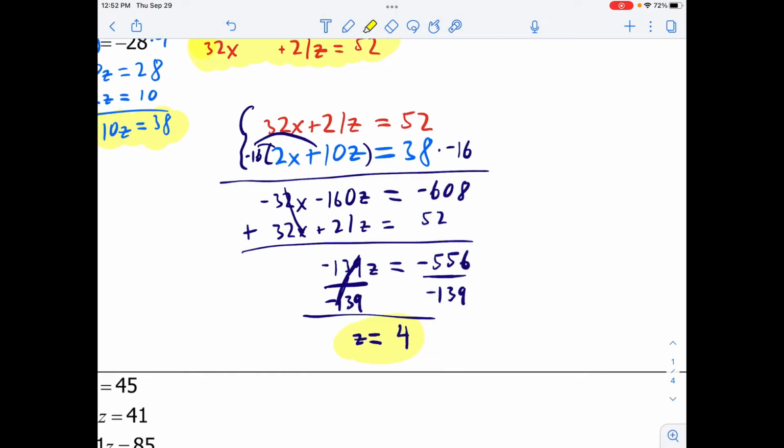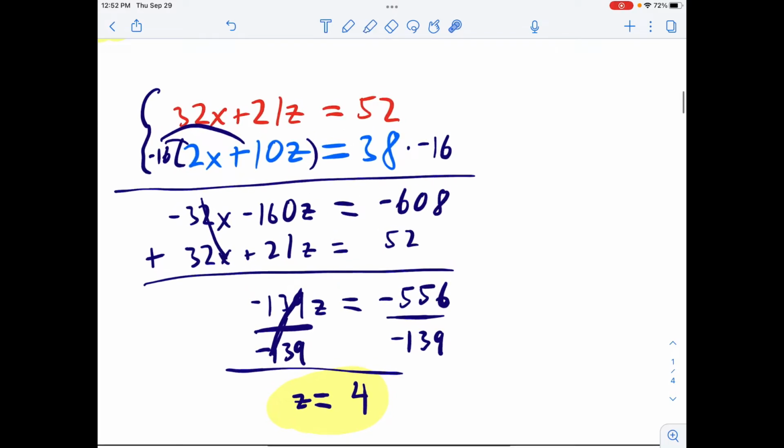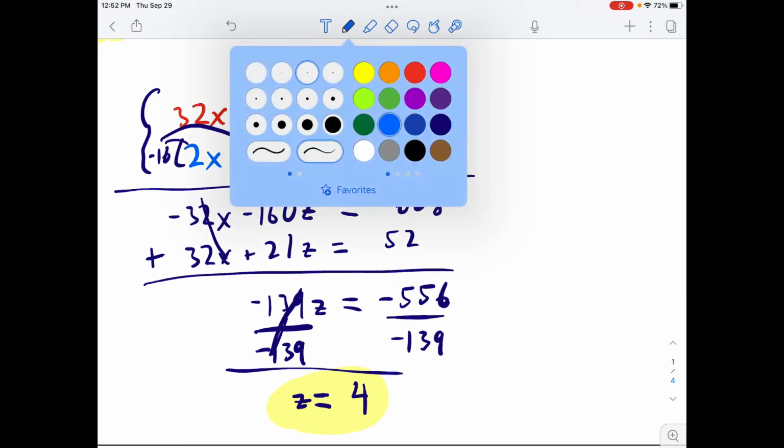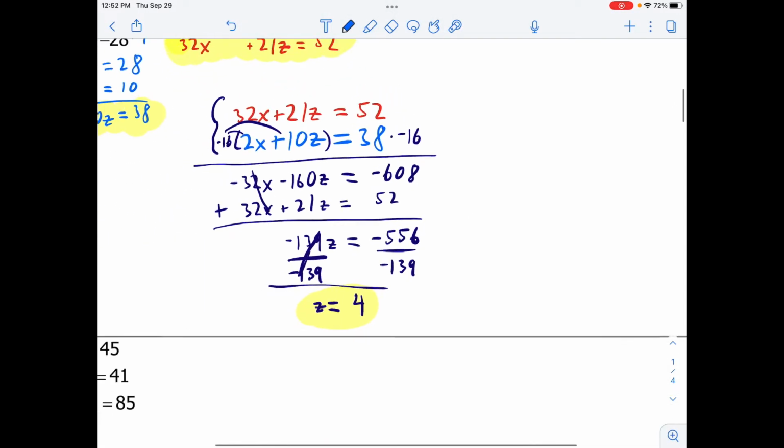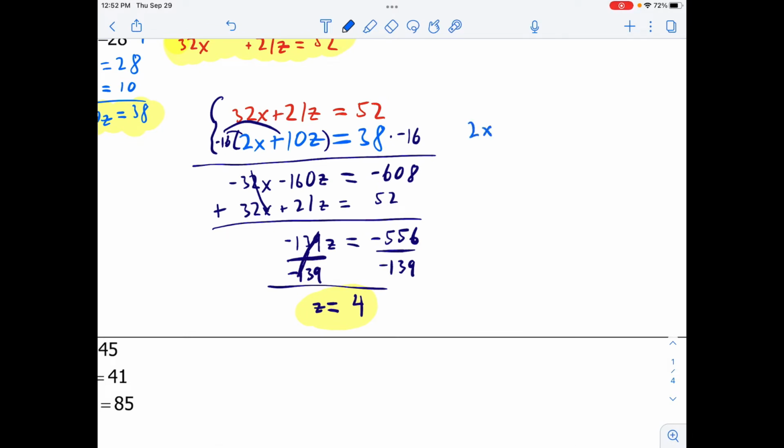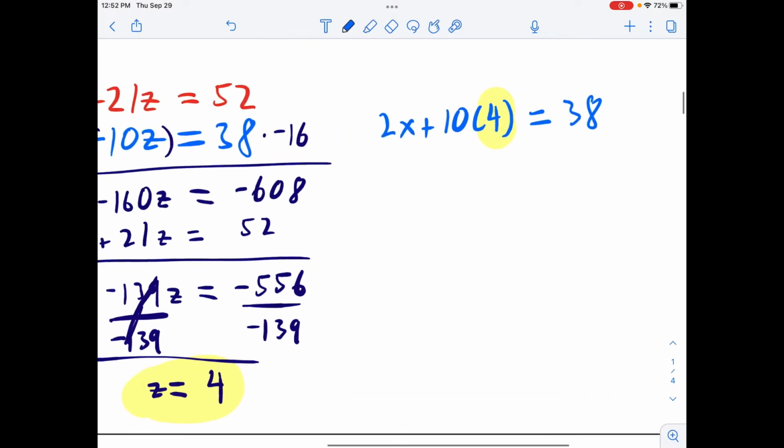And then what I can do is take my z equals 4 and plug it back into one of my equations up here. So let's do this blue equation, okay? So we're going to have 2x plus 10 times 4, right? I plug in that z equals 4 right here, equals 38, okay? Now I've got 2x plus 40 equals 38.